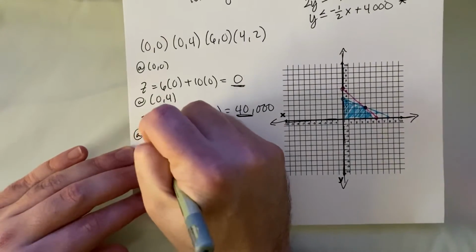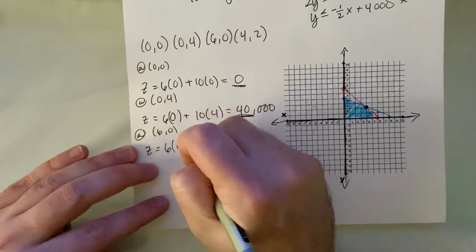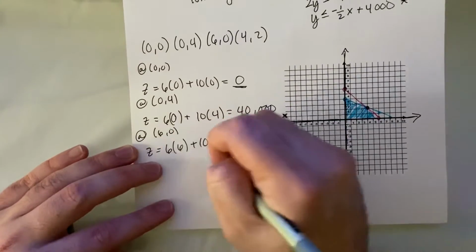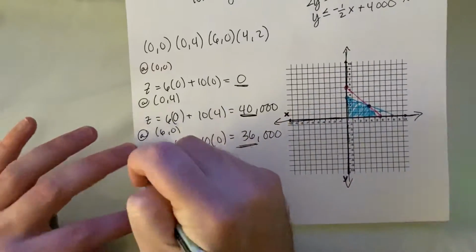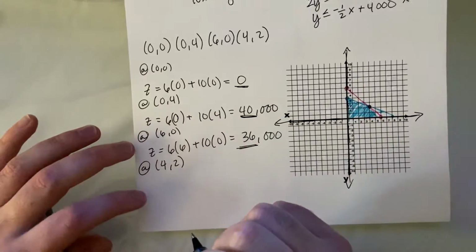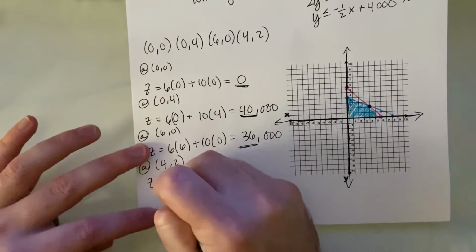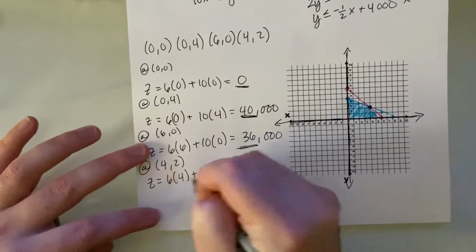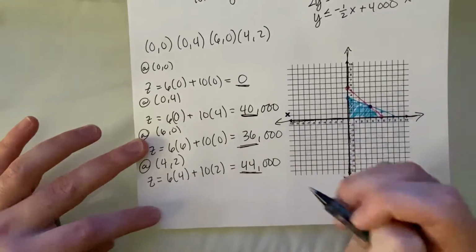At (6, 0), if we decide water is a waste in a disaster for some reason, 6 times 6 plus 0 is 36,000. And then if we manage to balance it at 4,000 medical kits and 2,000 containers of water, 6 times 4 plus 10 times 2 is 24 plus 20, which is 44,000.